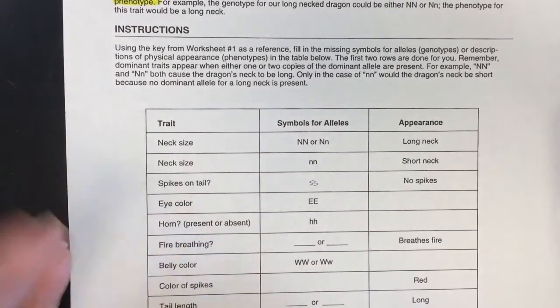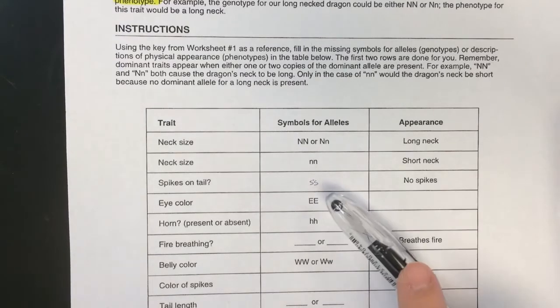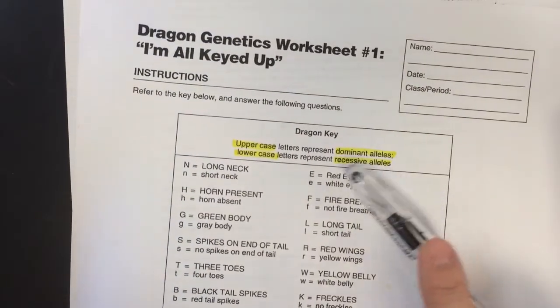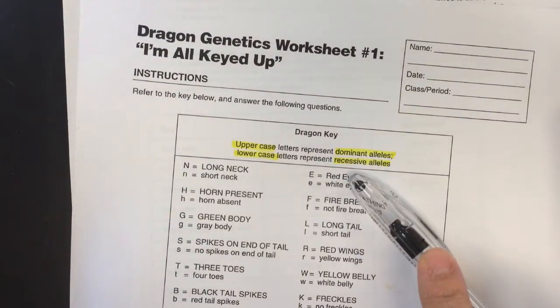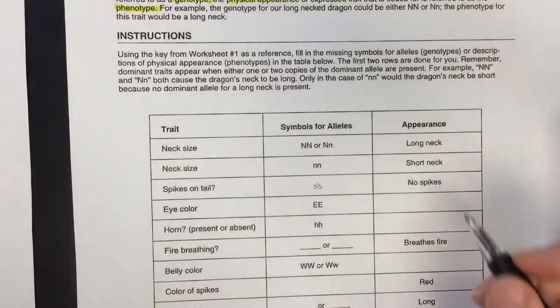Now, I know it's kind of weird because big little look the same, but just go with it. If we're looking at eye color, if we have the allele big E, come back to worksheet number 1 for eye color. If we have a big E, we have red eyes, little e is white eyes. Since it's big, we have red eyes.